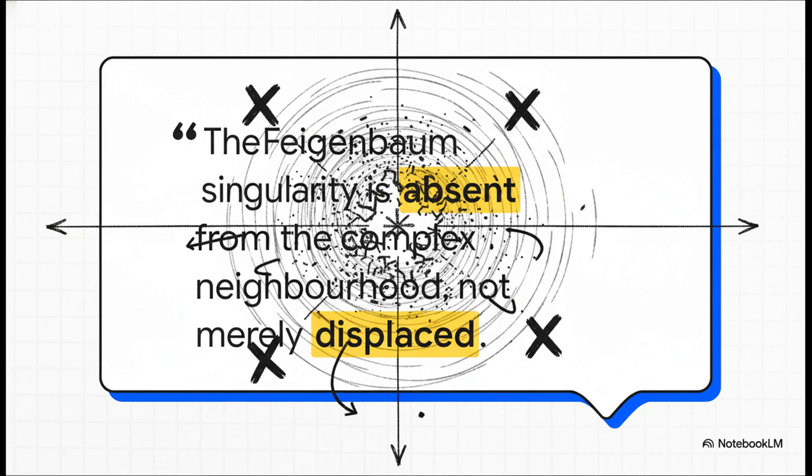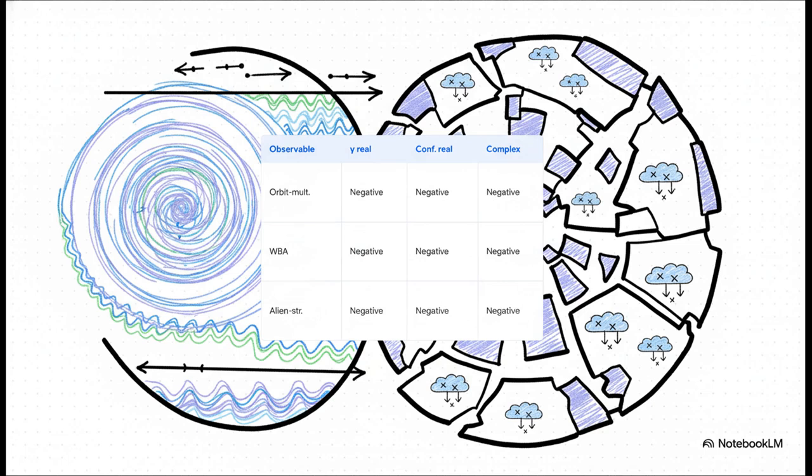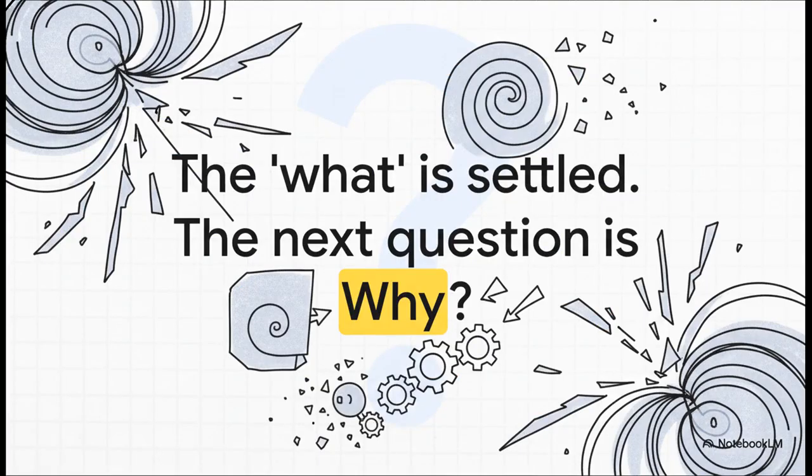It's destruction, not displacement. This table just brilliantly sums up the state of the case after paper 25. The full Feigenbaum atlas is now complete, and every single cell is negative. The gamma family on the real axis, the conformal family on the real axis, and now the gamma family in the complex plane. Across every regime and every observable, the verdict is exactly the same. The singularity is gone. So, the case of the missing singularity is closed.